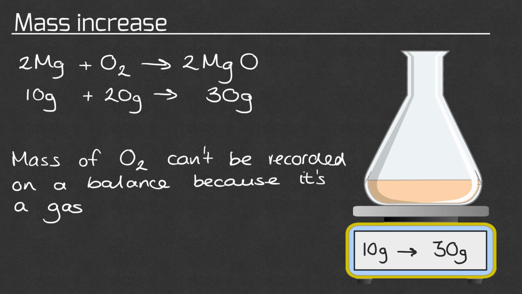In this reaction, we're reacting the oxygen with the magnesium, but the oxygen is a gas, and you can't record the mass of a gas on a balance because it's not putting any force down on the balance. So because of this, even though there is oxygen in the flask reacting with the magnesium, the balance will only show 10 because it can only record the mass of the solid, in this case the magnesium.